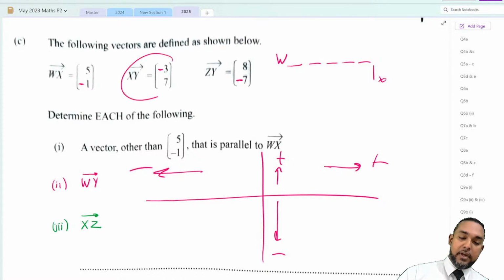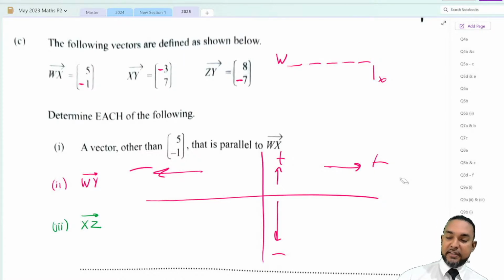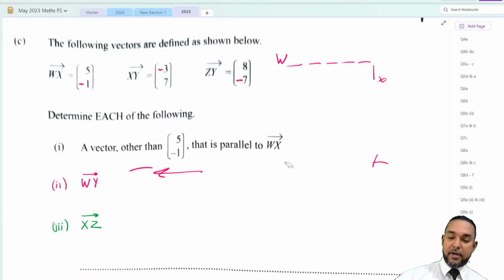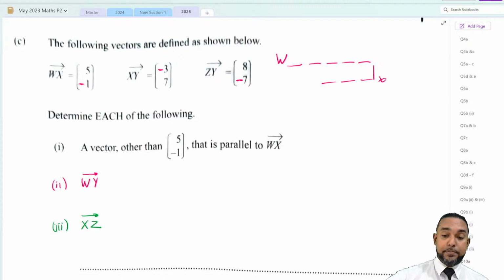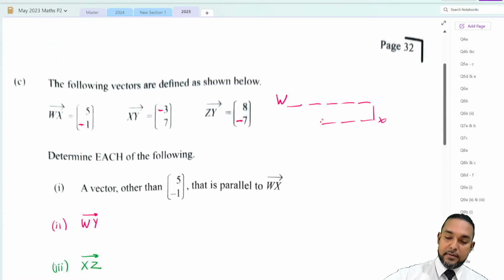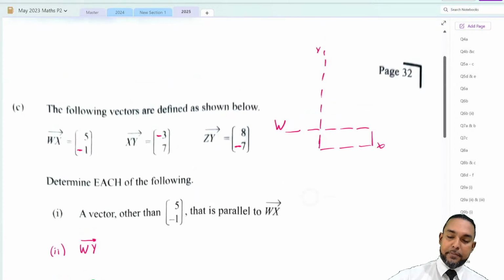Now this next one, XY, the vector there is (-3, 7), right? So that means we go -3 on the horizontal, which is 3 spaces to the left, and then 7 spaces up. So that is 1, 2, 3, 4, 5, 6, 7. So that's why Y is on the top there, right?